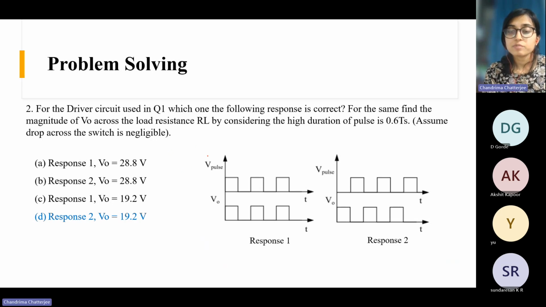Okay. So I hope the explanation is clear. Let's see the next problem.